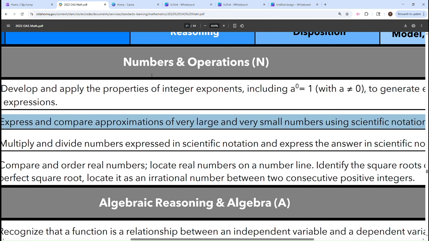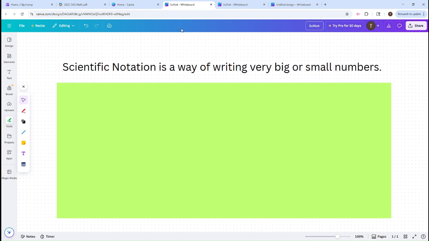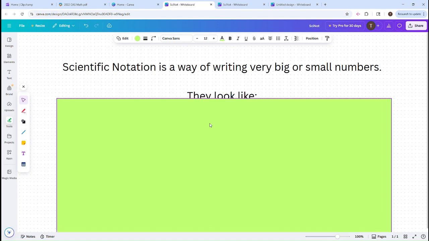So while there's not an actual physical similarity between billion and billionth, besides the first few letters, what we can do is make both of those numbers, whether they be very large or very small, much more compact. And that's what scientific notation sets to do. So first, as always, we define. Scientific notation is again a way of writing very big or very small numbers.